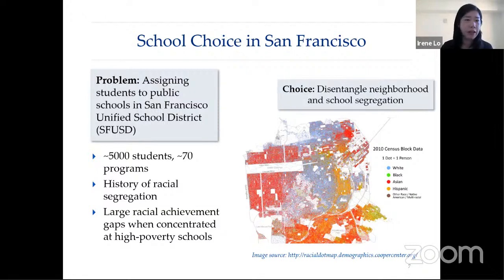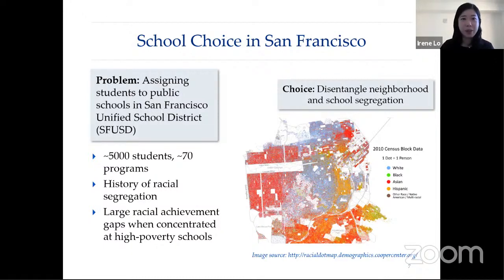Ostensibly, another goal of choice in the city of San Francisco is to disentangle neighborhood and school segregation. It might be that the neighborhoods are segregated, but the argument is, if we let people choose wherever they want to go to school, then it doesn't matter where you live. We can give everyone equal opportunity everywhere in the city. But what was going on in San Francisco is that they noticed that this was not actually occurring.